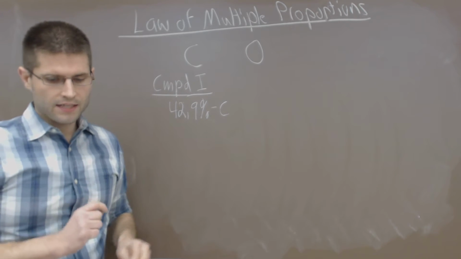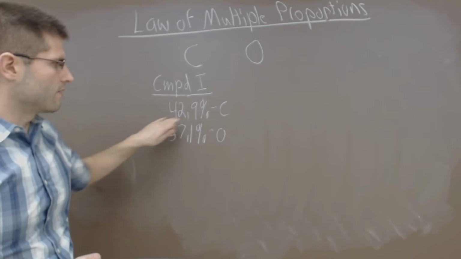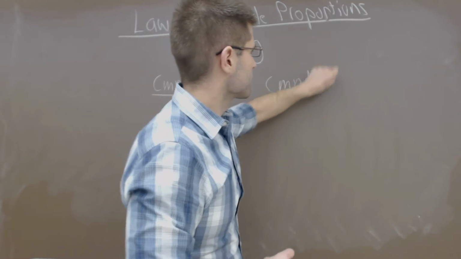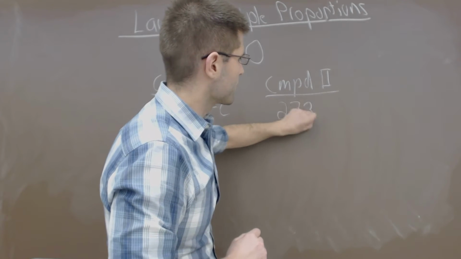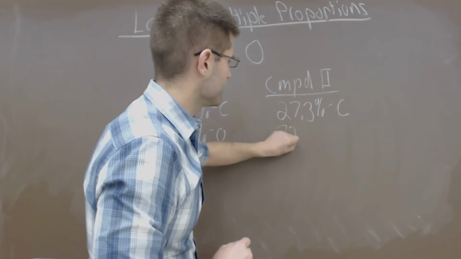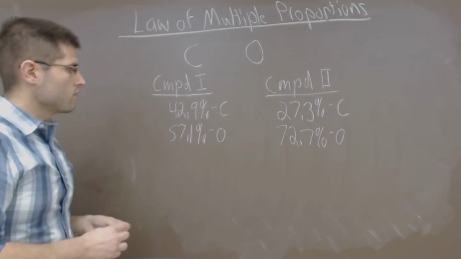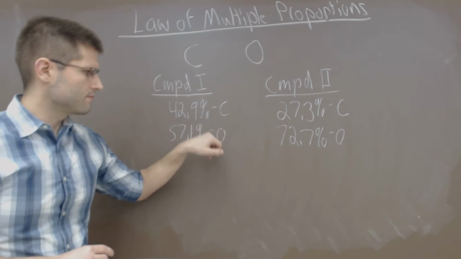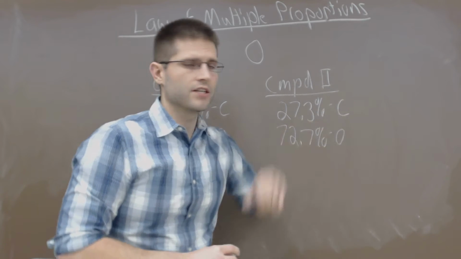42.9% carbon, and the oxygen is going to be 57.1%. For the first compound that carbon and oxygen can form, the second compound, the percent of carbon is going to drop way down to 27.3% carbon, and the oxygen is going to be 72.7%. From this alone, you can see that the carbon and oxygen are bonding a different way. There are a different number of oxygens bonding to this carbon.